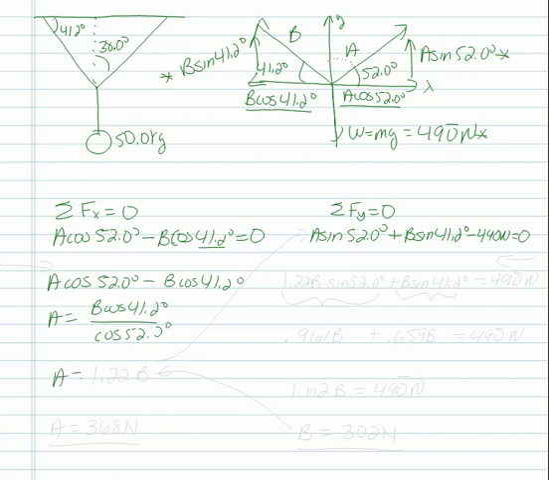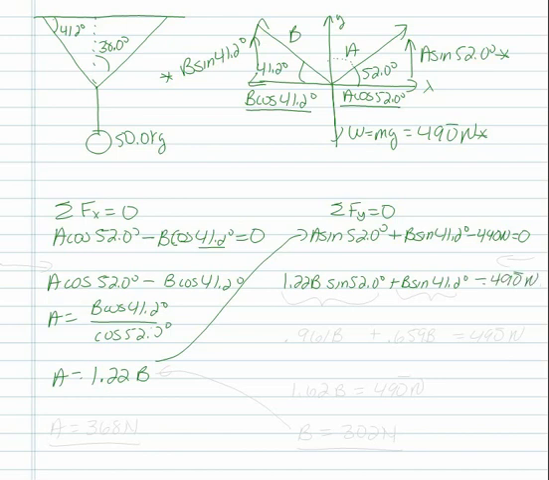So A is 1.22 times B. Cosine of 41.2 and cosine of 52 are simply numbers. When you divide them, you get 1.22, and you still have a B left. The principle of simultaneous equations: solve and substitute. This is what A is. There's an A over here. It's times the substitute. Be very careful when you do. A is 1.22B, but you still have a sine of 52, plus B sine 41.2, no B on the 490, equals 490 newtons.